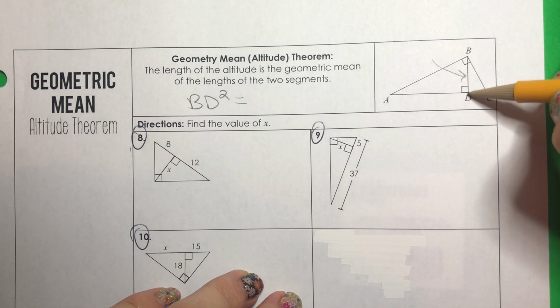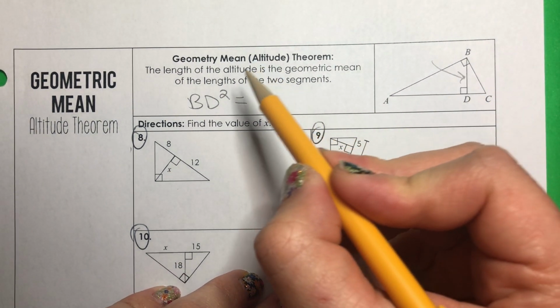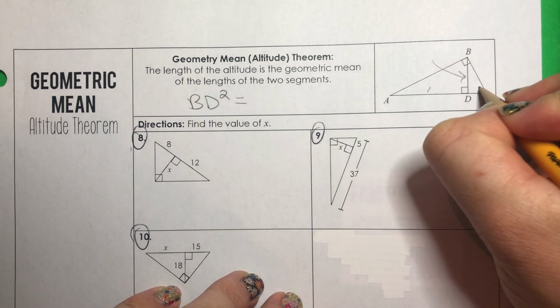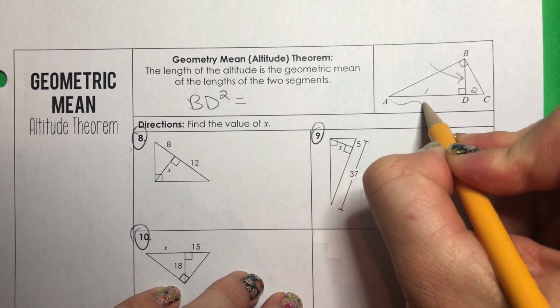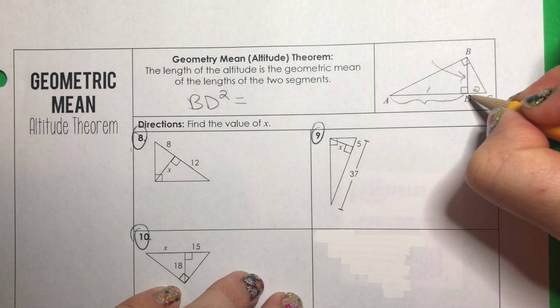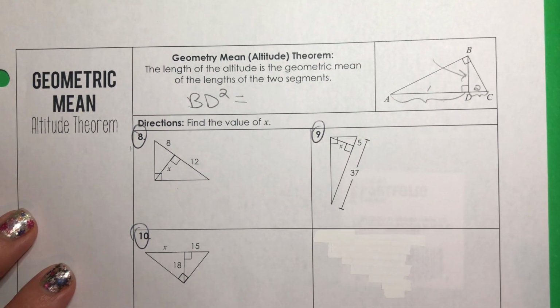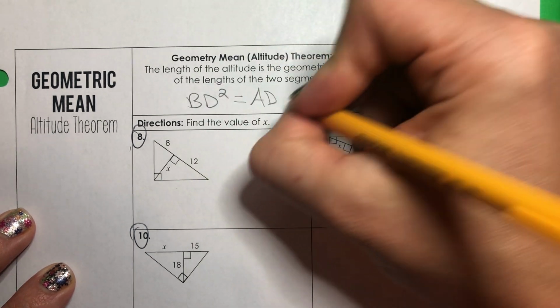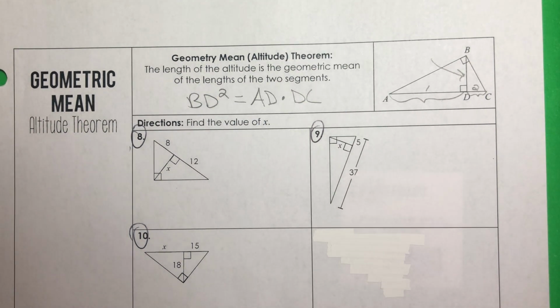All right, here's our altitude. The segment that it runs into is down here, but it says the length of the two segments. So you've got one here and the second one there. A to D is one of those two segments, and then D to C is the other part. So the way we would write this is the length of AD times the length of DC.